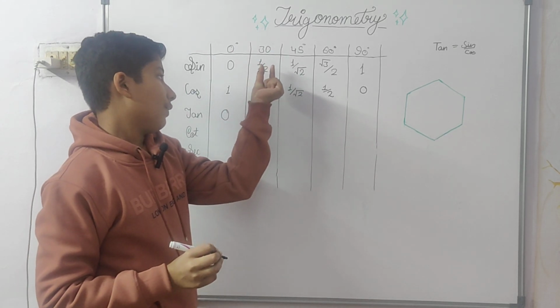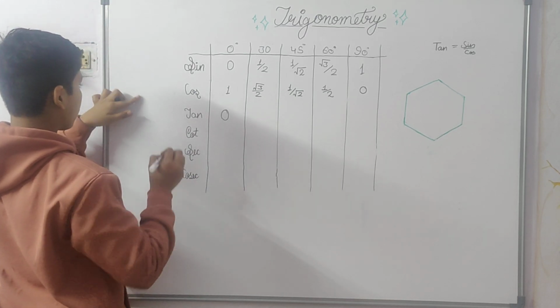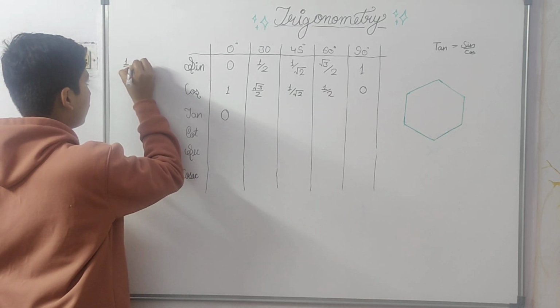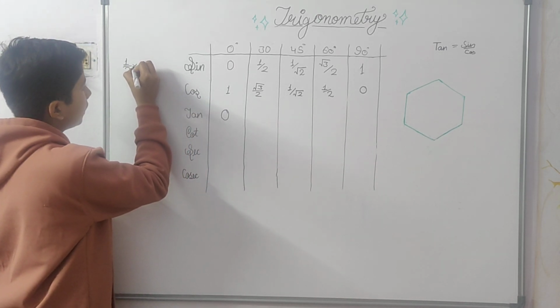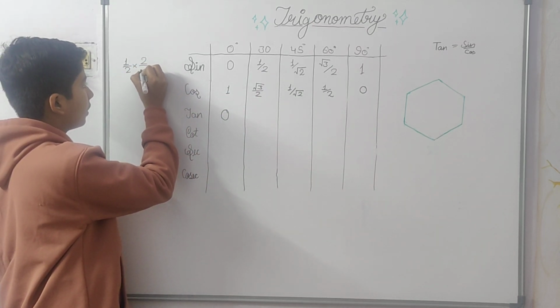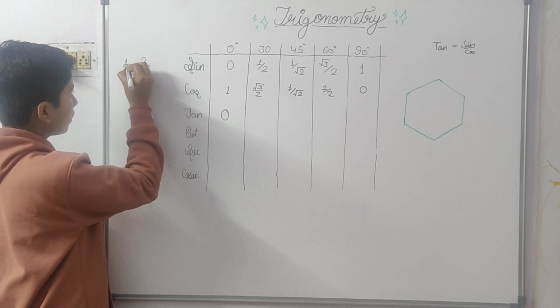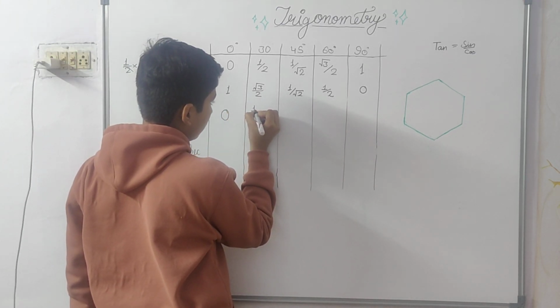Now 30 degree: 1 by 2 divided by root 3 by 2. Divide will get replaced by multiply and root 3 by 2 will be reciprocal, 2 by root 3. 2 will cancel. Now what's left? 1 by root 3.